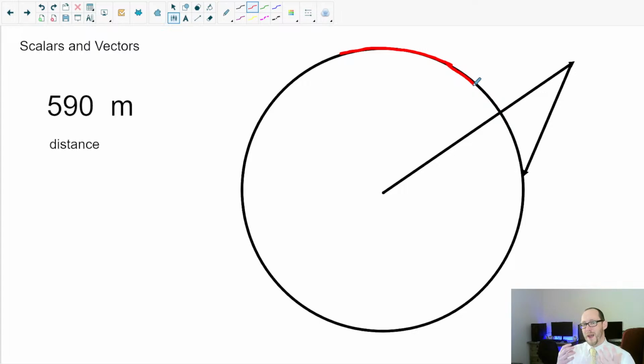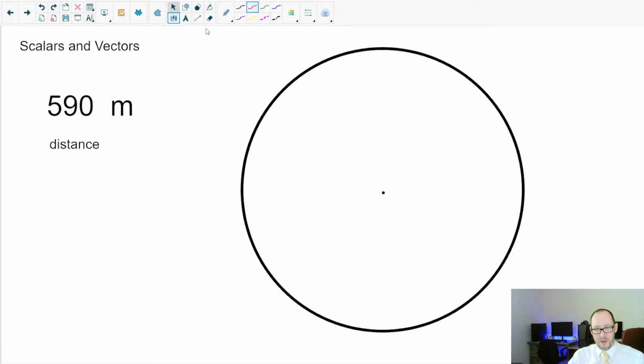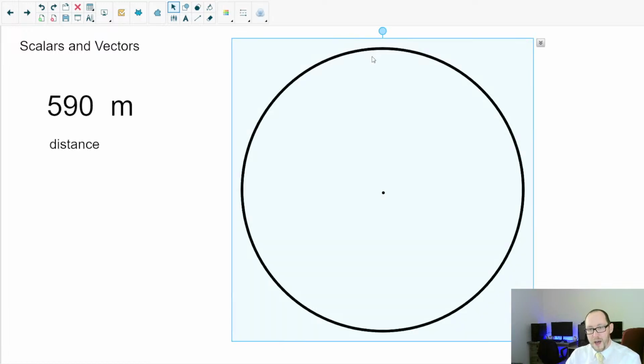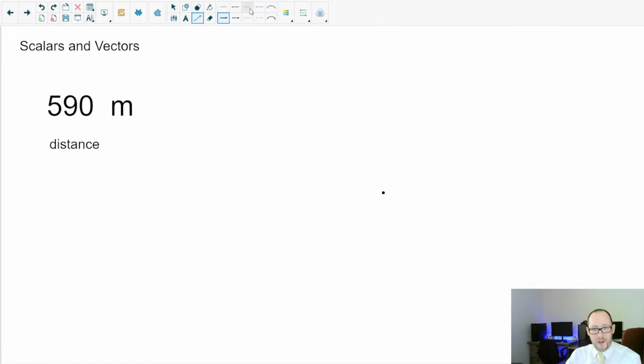I just said away. Now I could be even more precise. I could say, I want you to walk and end up 590 meters straight up the screen away from the center of this circle, or from the center of this field. At that point, the circle goes away. You have one option, which is you travel 590 meters and you end up there. And I know exactly where you are. You have no choice in the matter.